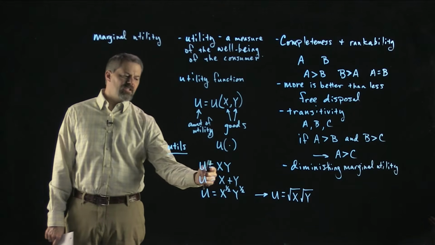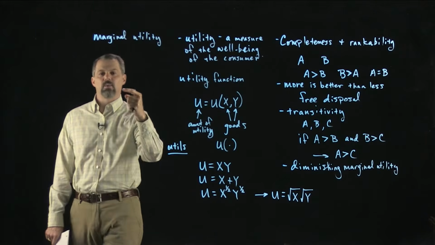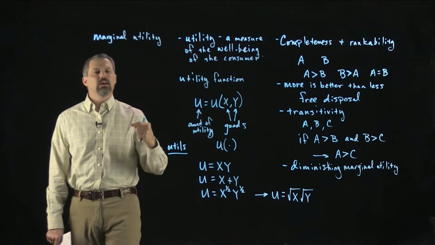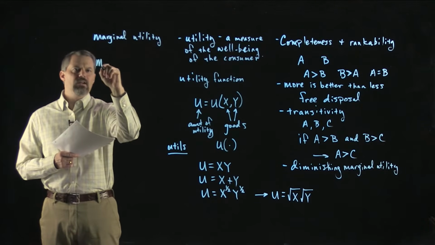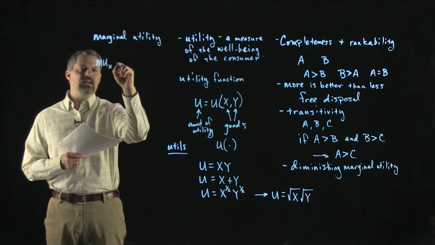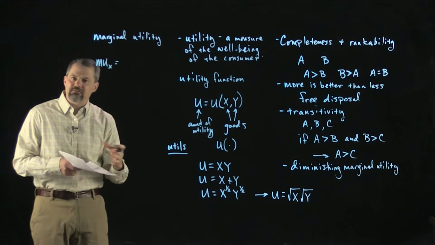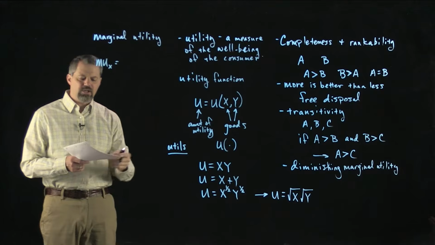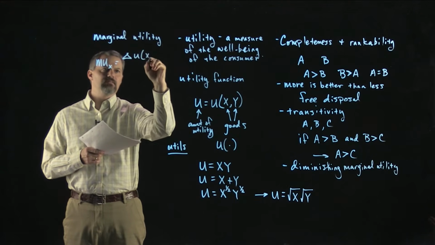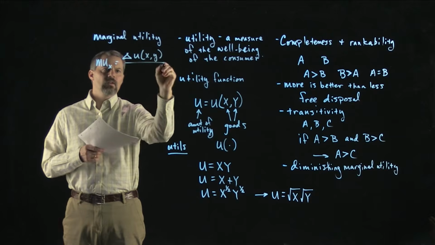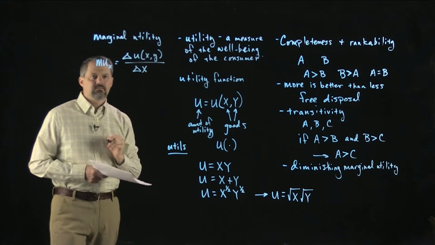Now our utility functions have two goods in them, x and y. So we can think about the marginal utility of x and we can think about the marginal utility of y. We will write them this way. The marginal utility of good x is going to be the additional utility that you get from consuming one more unit of good x. I'm going to write it this way. The change in utility when you change good x.